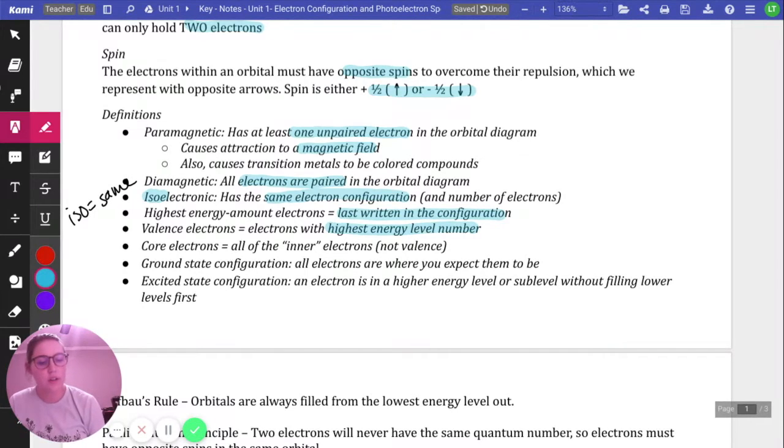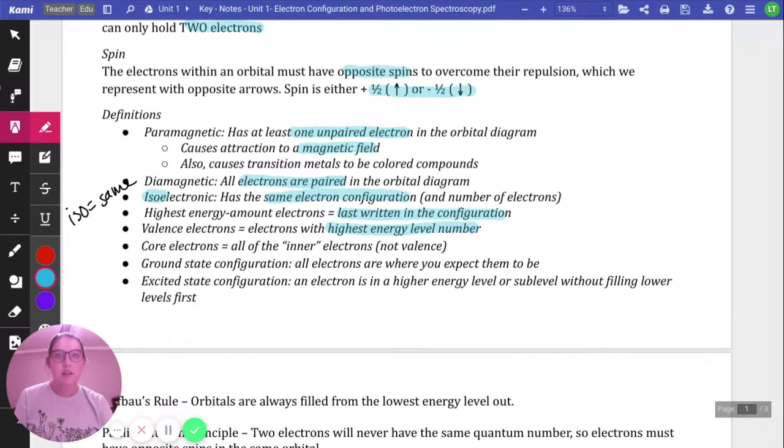Ground state configuration is normal. It's where our electrons are supposed to be, whereas excited state is when our electrons get excited and jump up to a higher energy level. That's when they emit light. If you guys remember from last year, electrons are chilling at ground state, they get excited, jump up to a higher energy level, and when they fall back down, they emit light. So that's where you might have one in a higher energy level where your lower energy levels aren't full.